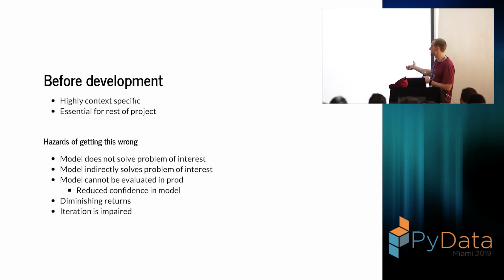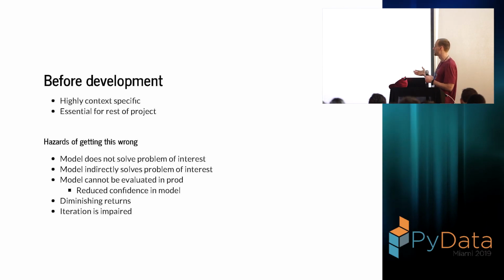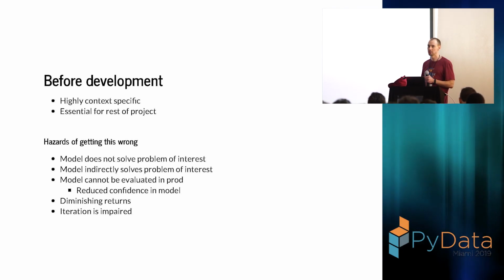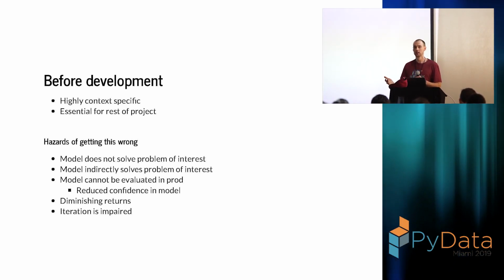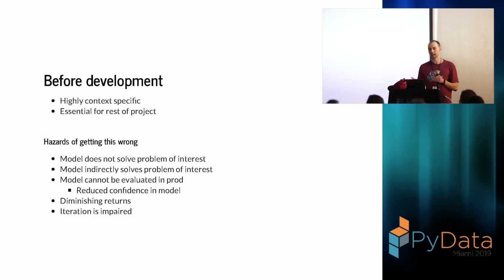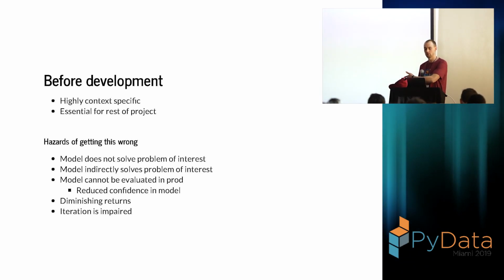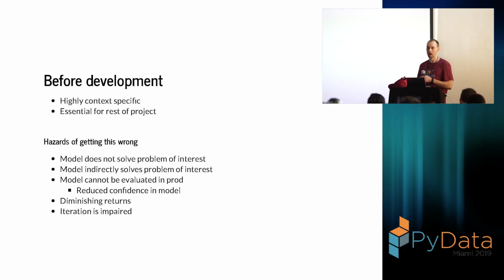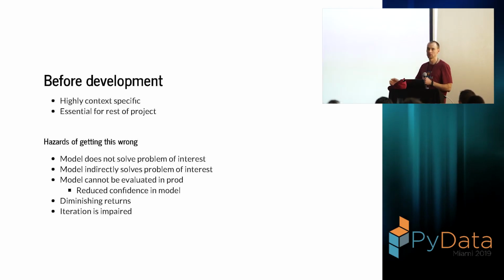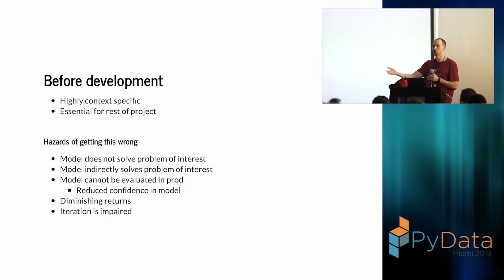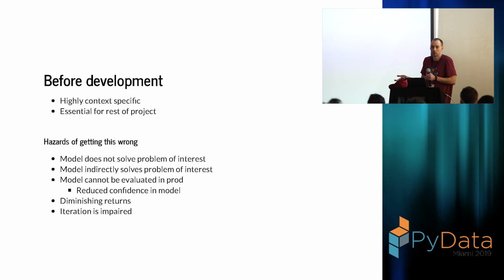And these are some of the obvious things that might need to be said out loud, but some of the hazards of getting this wrong is, your model doesn't actually solve the problem you're interested in, or it only indirectly solves it. You give the user something that's kind of awkward, and then they don't end up using it. It's not exactly giving them the answer that they wanted. Or, you can't actually evaluate the model in production, which leads to reduced confidence in the model. Again, if users aren't using it, it's not useful, right? And if people don't have confidence in the model, why would they use it?